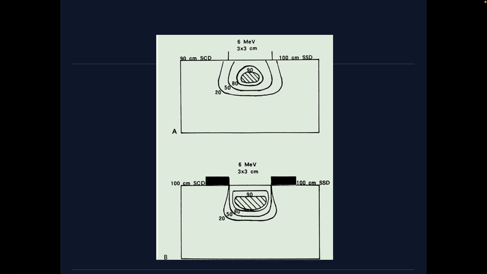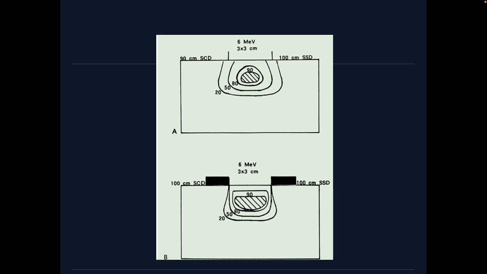The book will tell you that the minimum field size in electron beam you can use is 3 by 3. That's fine, 3 by 3. But there is a very important piece of information, you have to read it very carefully and you may miss it, that the collimation should happen on the skin. Your lead should be on the skin. You are focusing your electron on the skin, as you can see in the lower graph.